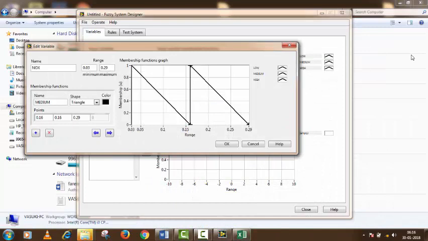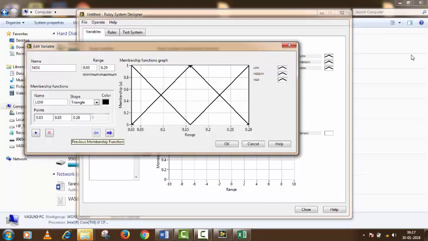Okay. So low, medium. Okay. Next one is high. Yeah, it's coming like this. Okay. So 0.03, 0.03, 0.16 for low, medium is 0.03, 0.16, 0.29, high is 0.16, 0.29, 0.29.